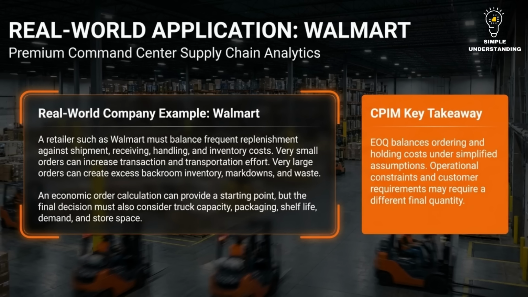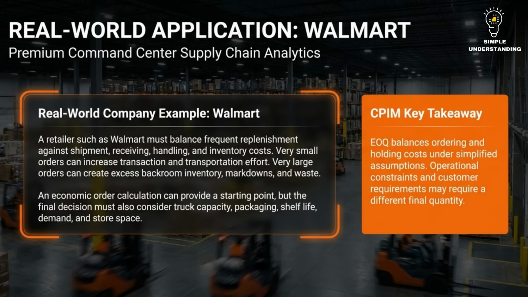Real-world company example: Walmart. A retailer such as Walmart must balance frequent replenishment against shipment, receiving, handling, and inventory costs. Very small orders can increase transaction and transportation effort. Very large orders can create excess backroom inventory, markdowns, and waste. An economic order calculation can provide a starting point, but the final decision must also consider truck capacity, packaging, shelf life, demand, and store space.